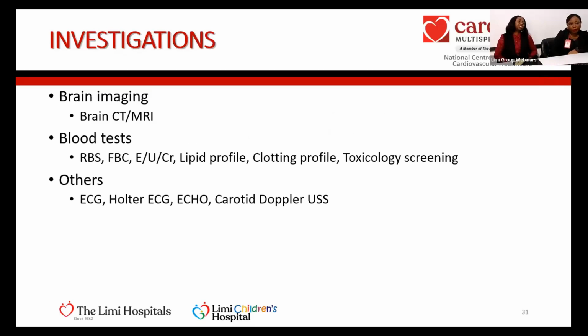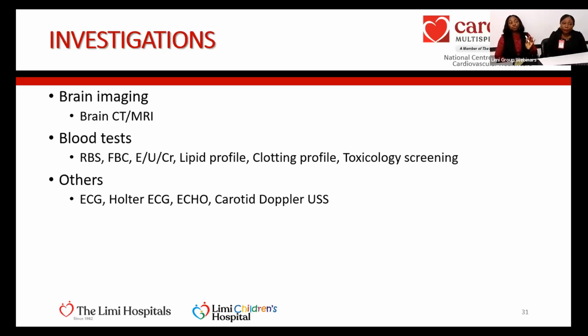So what are the investigations that we must carry out? Brain imaging is at the top of that list. A brain CT is very, very important, and that is a non-contrast CT. When a patient presents, as soon as they are stable, the first thing you want to do is to get a brain CT. The very important thing that a brain CT does is that it excludes hemorrhage, because it's very sensitive in picking up hemorrhage.